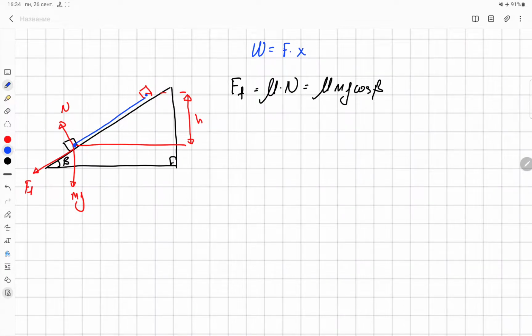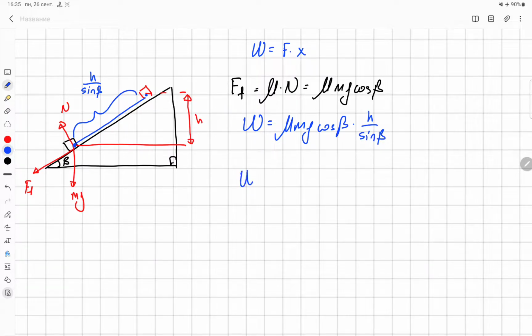Now we need to find this displacement, which is diagonal or hypotenuse of this right triangle. So it will be equal to h over sine beta. This distance, the diagonal of the right triangle, equal to h over sine beta. So work done by friction force equal to friction force times displacement, which is h over sine beta. So mu mg h times cotangent beta.